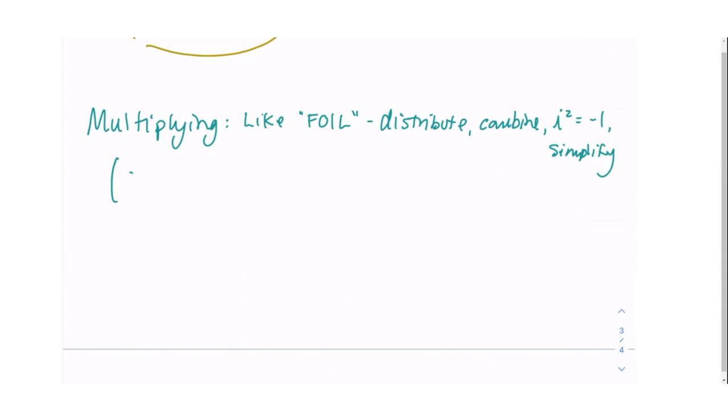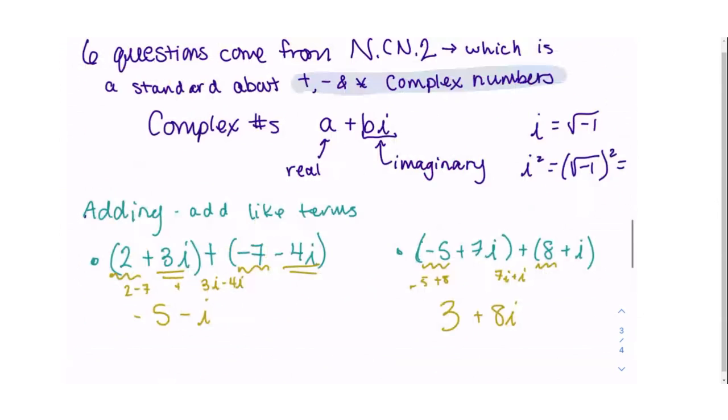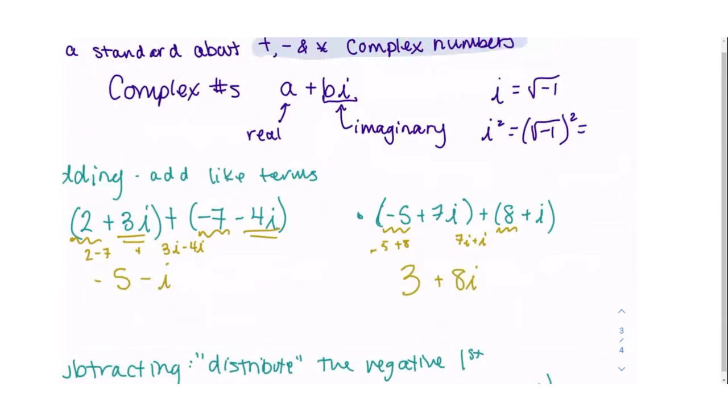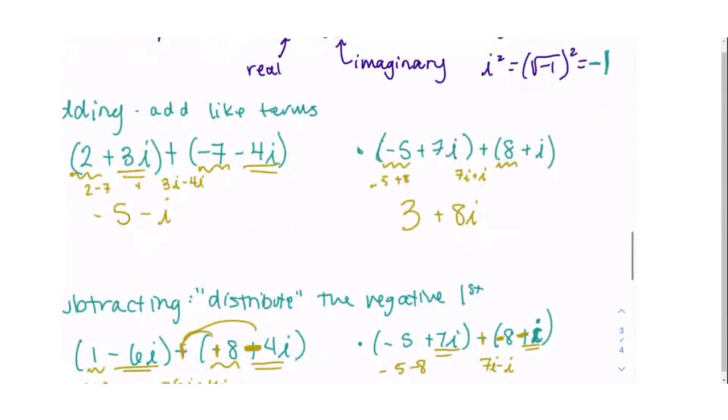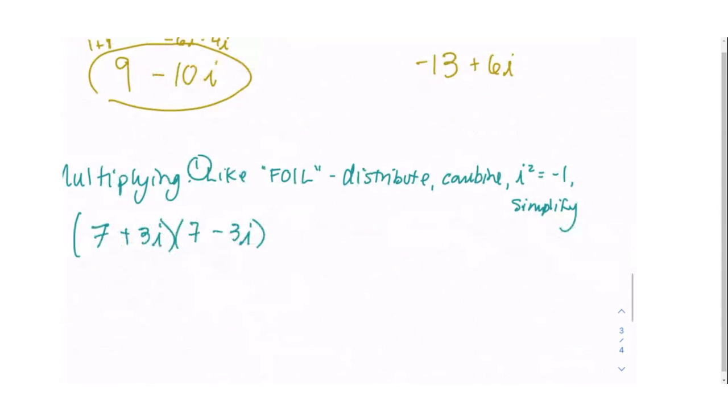So here's an example. 7 plus 3i multiplied by 7 subtract 3i. So it's going to be the same thing. Step 1 is you're going to FOIL it, but then you have to remember that i squared, and I put that up here and I forgot to write it out. i squared would be like saying the square root of negative 1 squared, which would just be negative 1. So once you FOIL it, combine the like terms, then you have to remember that i squared is really negative 1, and simplify with that in mind.